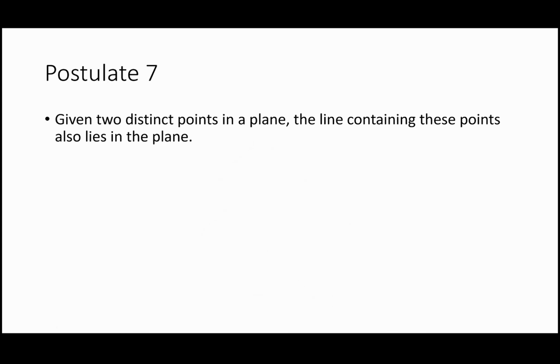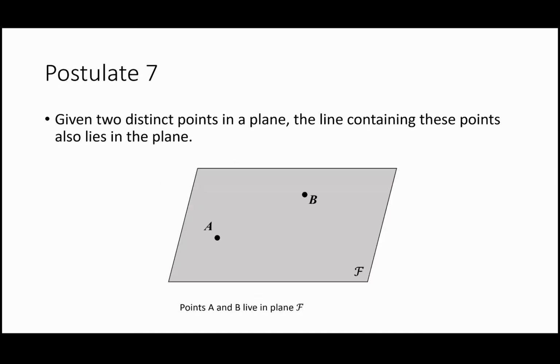Postulate 7, moving right along, says given 2 distinct points in a plane, the line containing these points also lies in the plane. Okay, so give yourself a plane F and put 2 points A and B on it, and then try your best to draw the line that intersects those points. Now the line is going to go on forever, so technically does the plane. That's a whole other concept for you there, but very much related. And so yeah, the only way that you're going to be able to draw that line through those points is to have it also lie on the plane in which the points lie as well. That's the point of postulate 7.